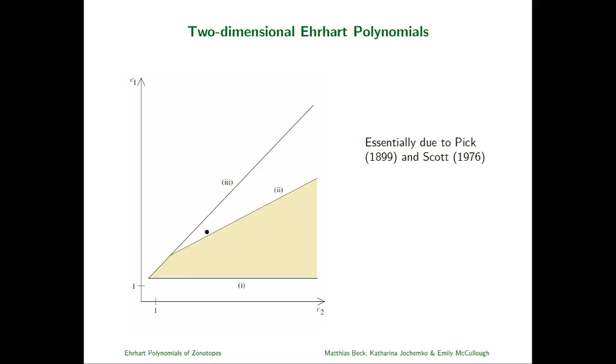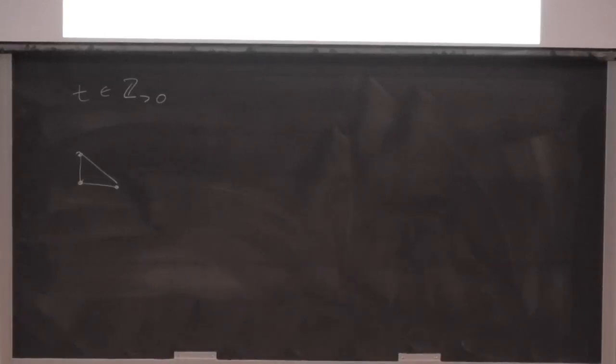Let me, for those of you who know a little bit about Ehrhart polynomials, give you some idea what's going on over here. Down here, this is the point 1/2, 3/2. So the area is 1/2 and the leading coefficient is 3/2. This is the Ehrhart polynomial that belongs to a standard triangle, a triangle with these vertices.